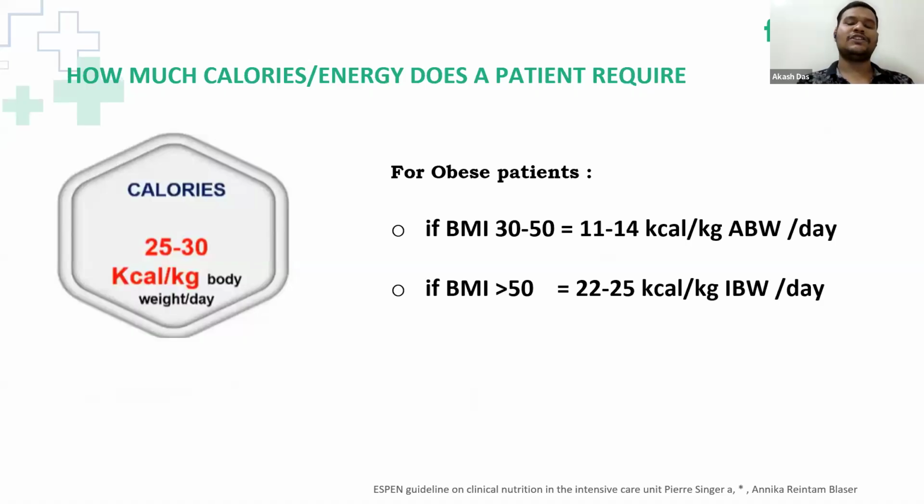So, how much calories or energy does a patient require? The society ESPEN tells that 25 to 30 kilocalories per kg of body weight is the target that you want to achieve in critically ill patients. So, for obese patients, if BMI is 30 to 50, it is 11 to 14 kilocalories of the adjusted body weight per day. And if it is more than 50, it is 20 to 25 calories of the ideal body weight per day. So we have to calculate the adjusted body weight as well as the ideal body weight.